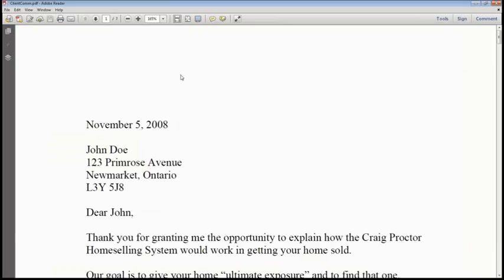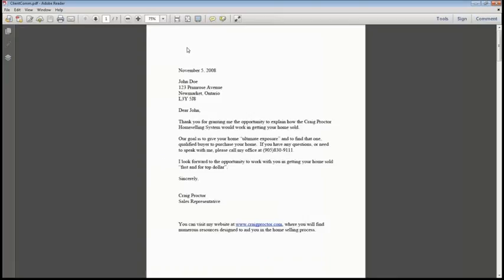And then we're going to go through past client communication. Okay, on client communication, again, let's bring this down to 75% so you can see the entire page on your screen. So I'm on page 1. The first letter that would go out, if I don't get the listing that particular evening, would be a letter that would say, Dear John, thank you for granting me the opportunity to explain how the Craig Proctor home selling system would work in getting your home sold. So it's a nice little follow-up piece here.